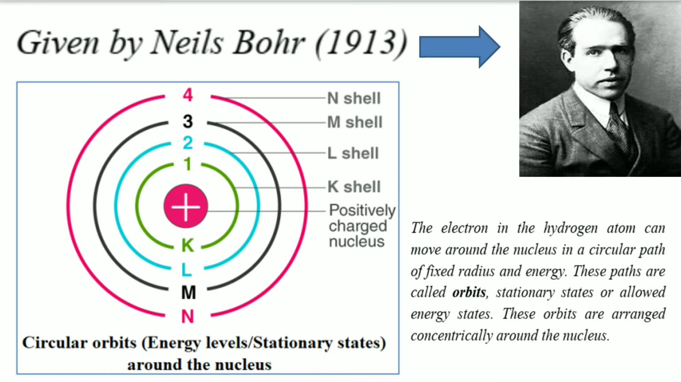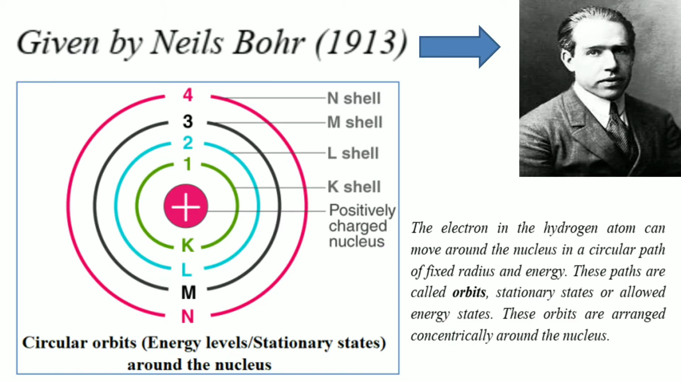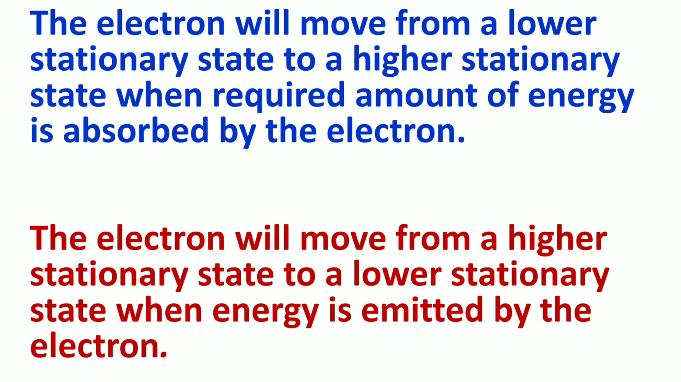In the opposite way, the electron will move from a higher stationary state to a lower stationary state when energy is emitted by the electron. So when the electron is present at a higher energy shell like N shell or M shell and it emits energy or frequency, it will go to a lower energy shell like L shell or M shell. It depends upon how much energy it emits. So these are the two things: absorption of energy and emission of energy.